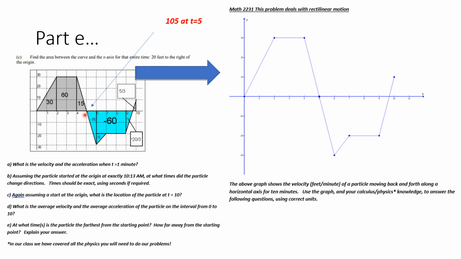Now, you still don't know that that's the furthest away, but then you say, well, how far do you go in the other direction? And you add up these, and you find out that these blue numbers are less than that, and then you start going back in the positive direction just a little bit. And so the answer to this is, the furthest away is 105 at time t equal 5.